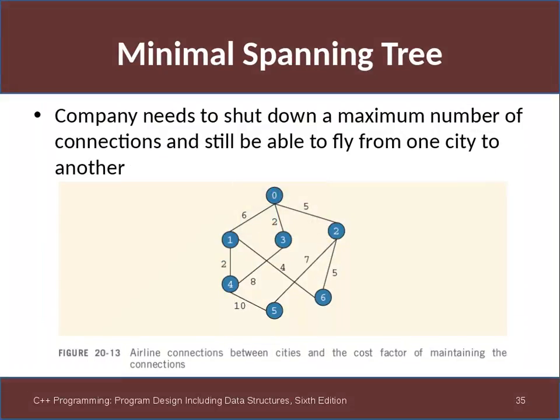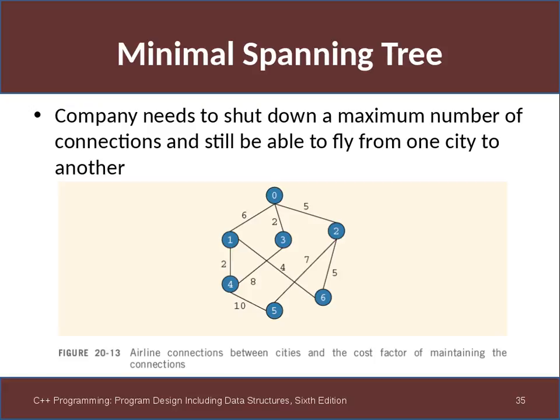All right, to finish up on graph theory for data structures, we're going to talk about minimum spanning tree. This actually has a lot of uses. For example, a company needs to shut down a maximum number of connections and still be able to fly from one city to any other. So minimum spanning tree is basically a tree that spans. You can go from any point to another.